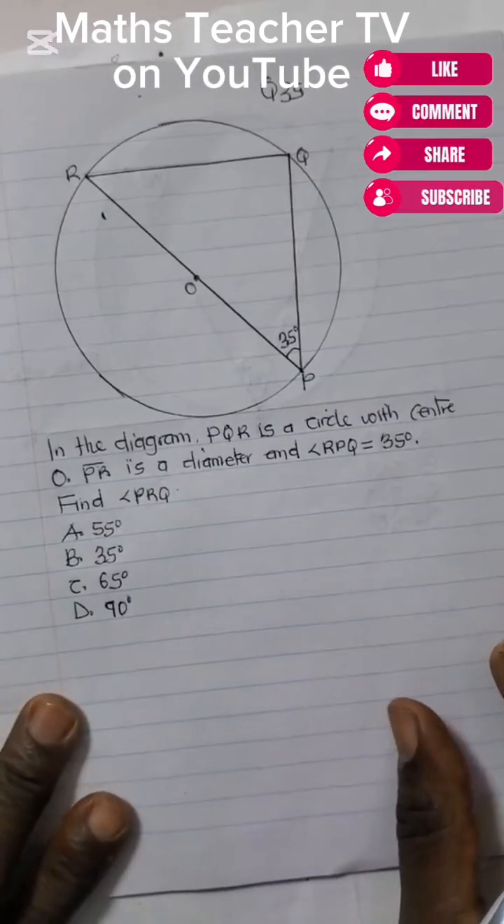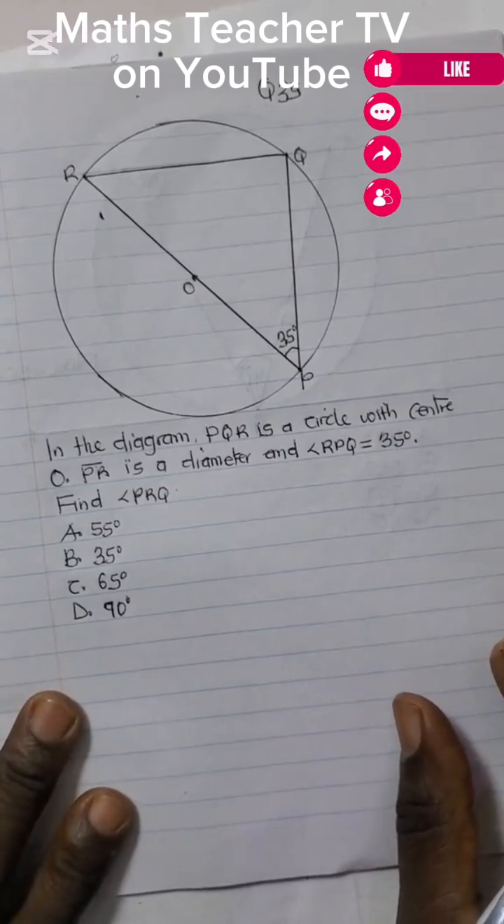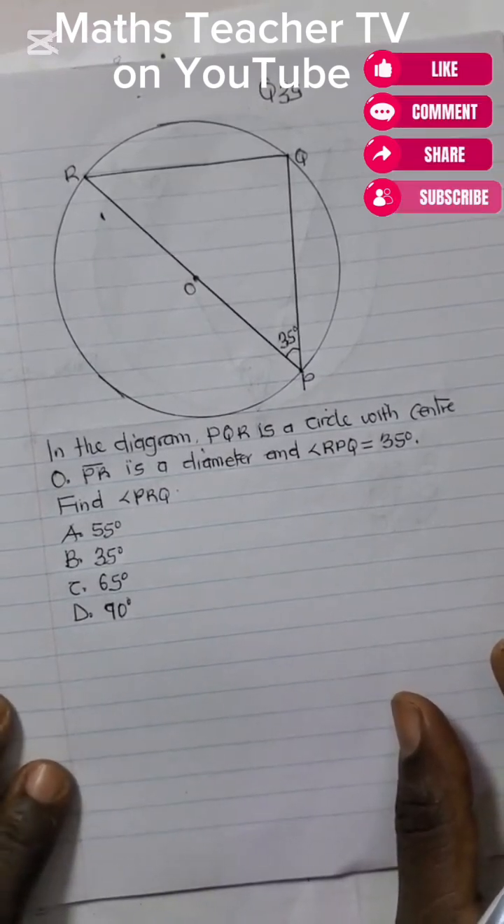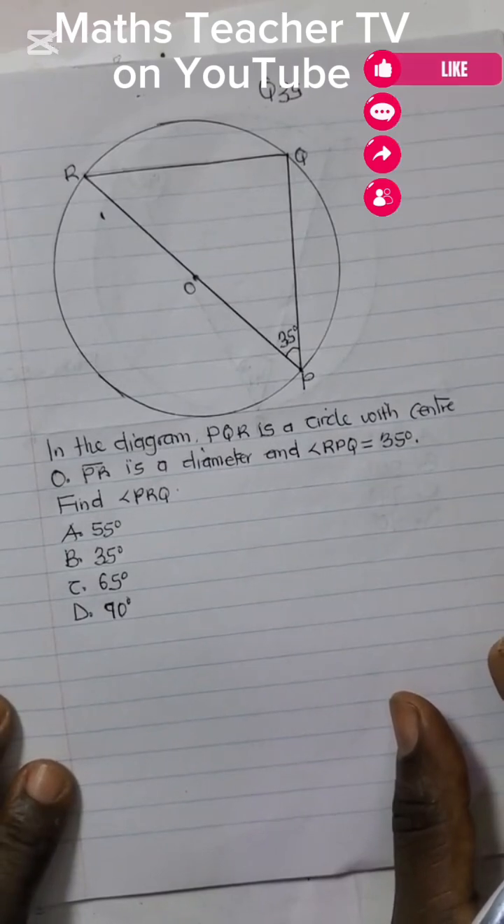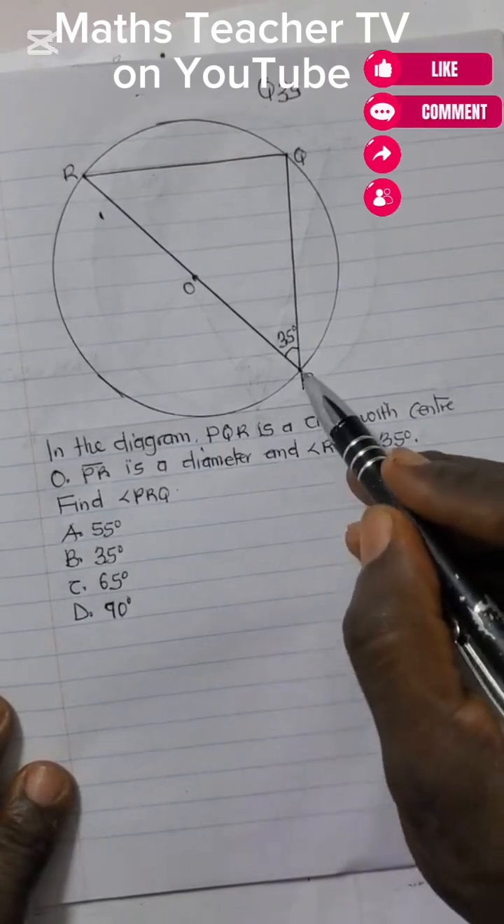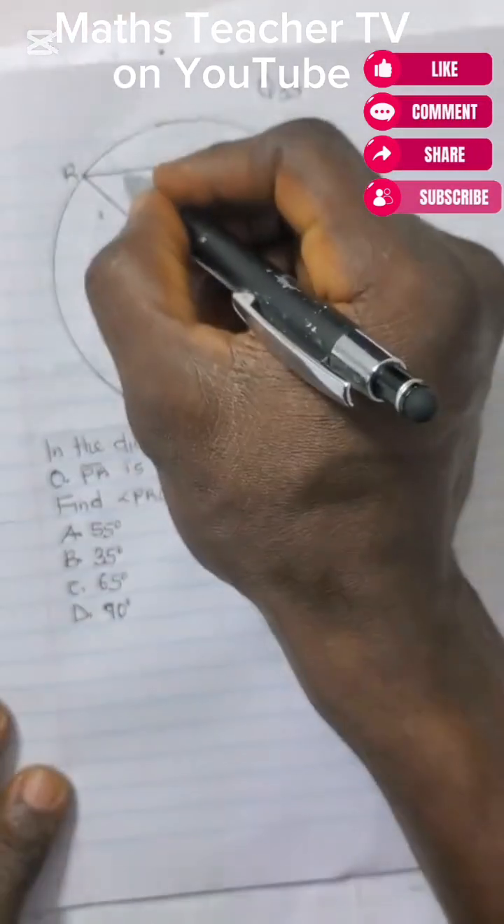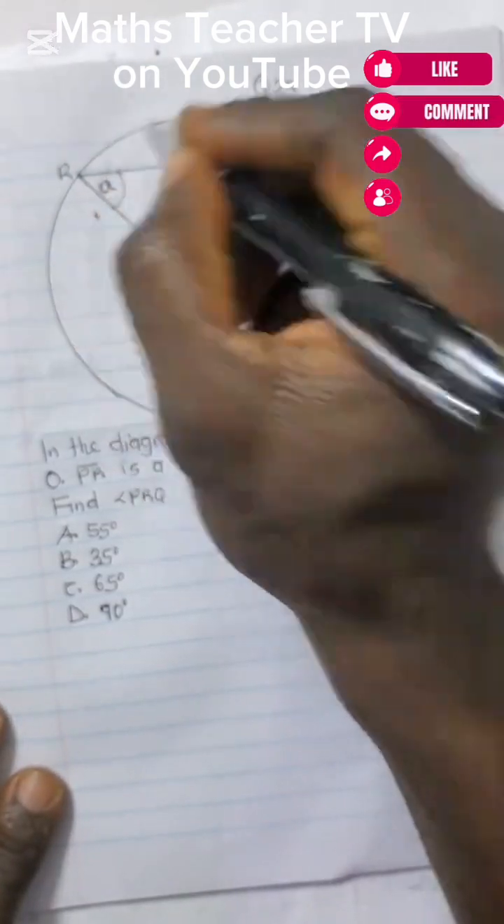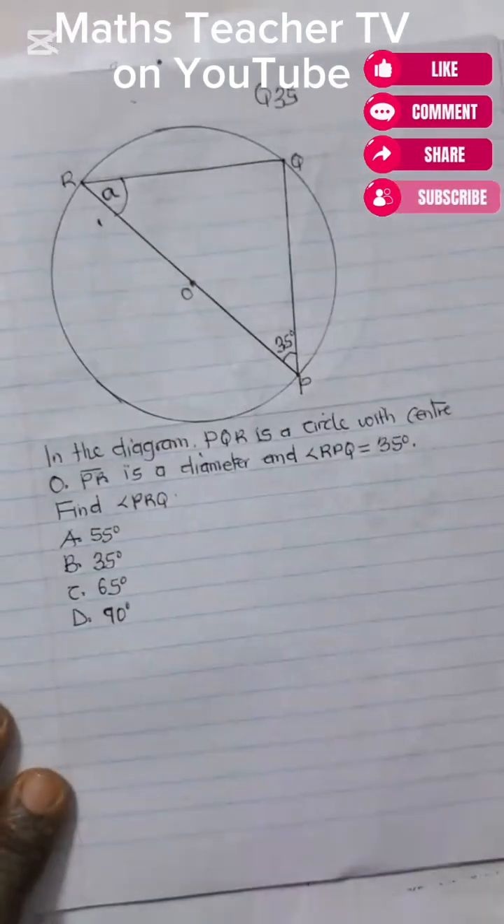This question also came in the WASSCE 2026 Core Mathematics, and I think it was one of the simplest questions. In this question, we are tasked to find the value for angle PRQ. So we are asked to find the value for this angle. Let me call it A. So we are asked to find angle A.